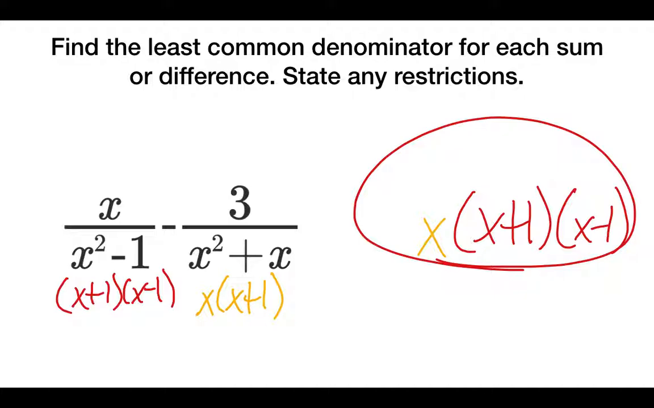Oh, we have to state some restrictions, by the way. I didn't do that on the last one because, well, whole numbers don't have restrictions, but this one does. So let's see. In this case, we know x cannot equal -1, 0, or 1. So there we go. And guess what? We're done with this. Congratulations!